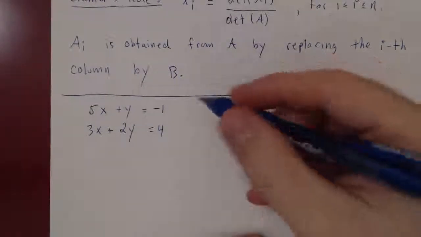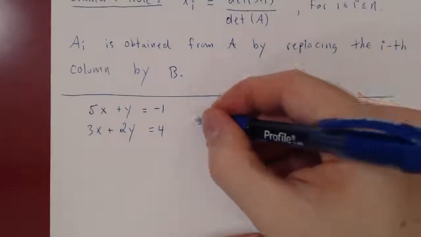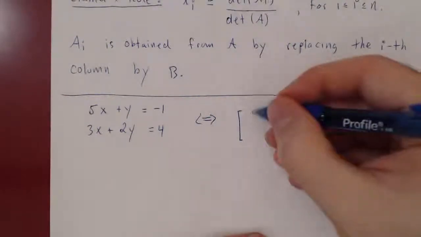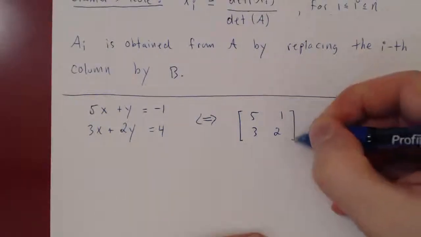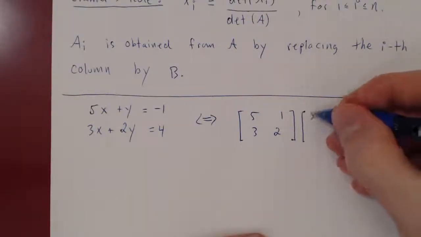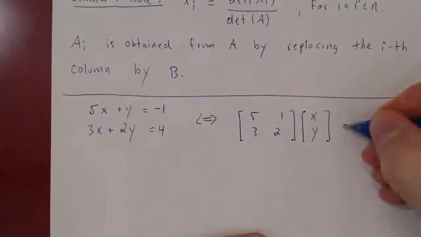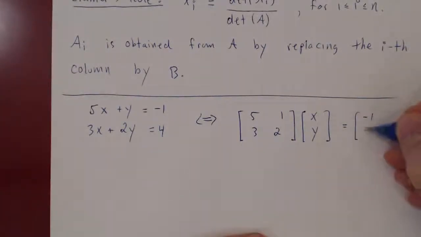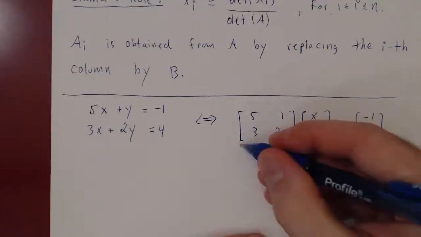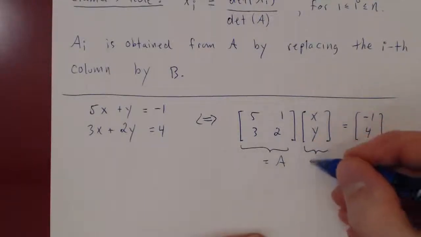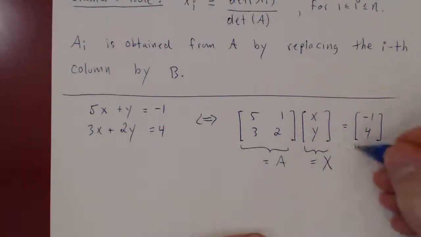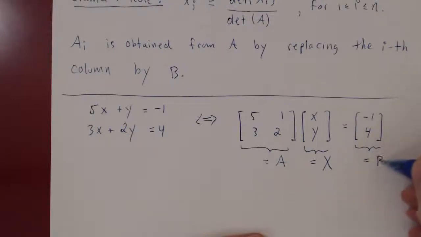We can also rewrite the system in matrix form as [5, 1; 3, 2] times the vector of variables x, y equals the vector of constants -1, 4. So this is your A. This is your uppercase X, the vector of variables. And this is your uppercase B, the column vector of constants.